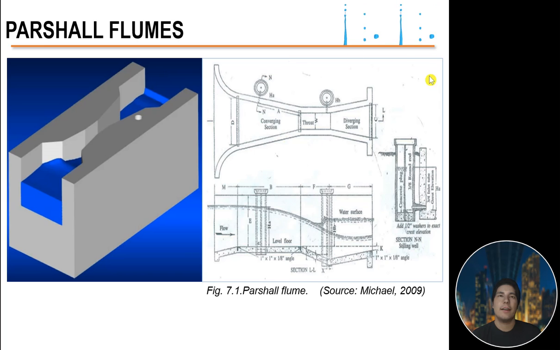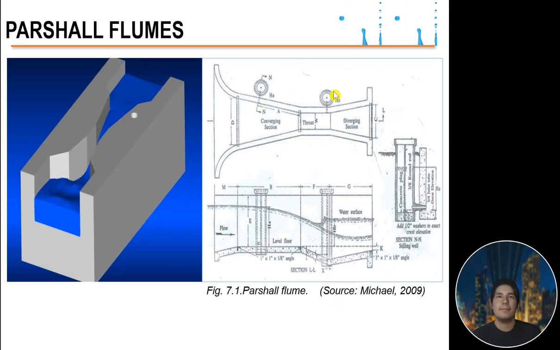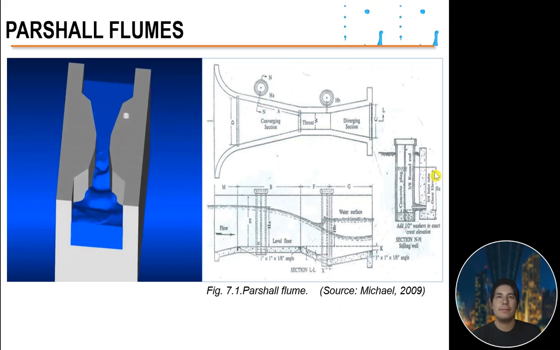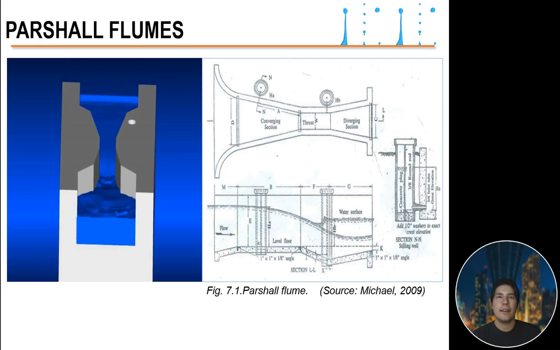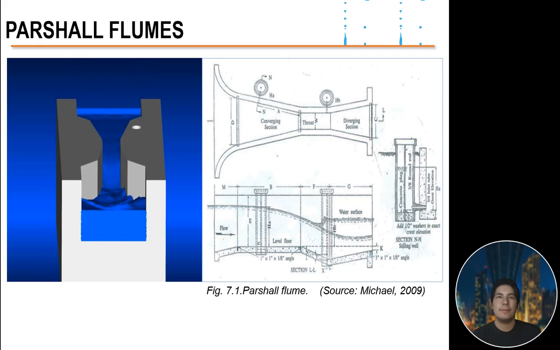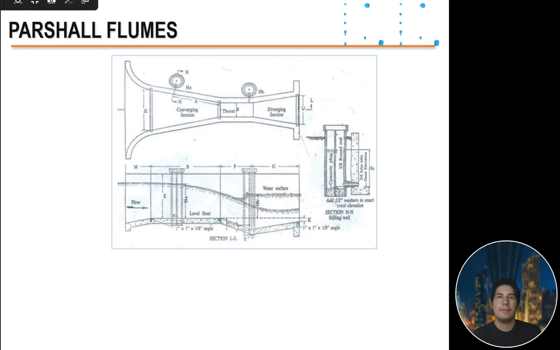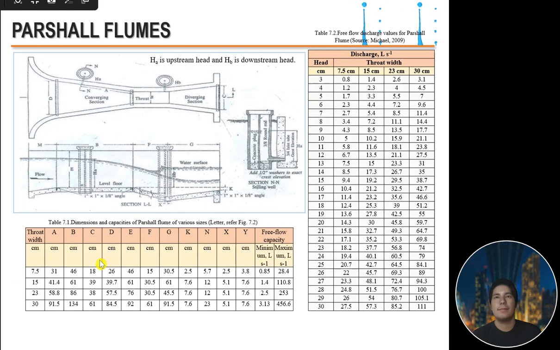So ito naman yung plan, parang plan na ano niya. So meron tayo ditong aerial view and elevation view and section view ng partial flume. So dito sa table, makikita natin yung mga dimension and capacity ng partial flume of various sizes. Ayan. So depende kung ano yung throat width niya. Then we have this dimension, no? Makikita mo yan dito sa plan. May mga ABCD kasi yan, no? So dito natin makikita sa table.